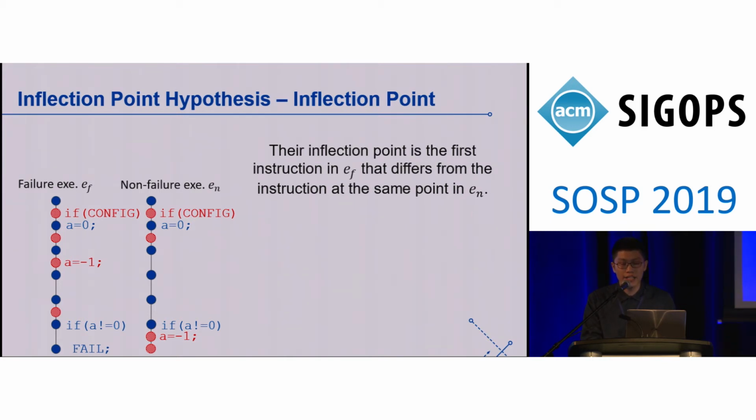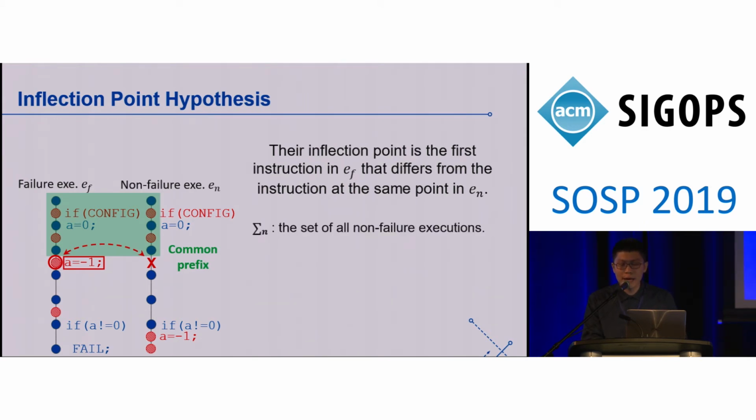Here is a linearized trace of a non-failure execution that schedules the assignment A equals -1 after the read of A. Given this pair of EF and EN, their inflection point is A assigned by -1 in the failure execution, because before this instruction, all the previous instructions are the same and are in the same order. And we call the instruction sequence up until the inflection point their common prefix.